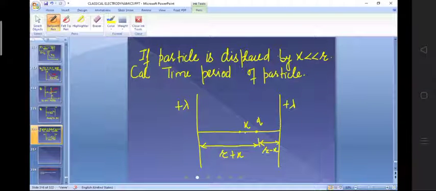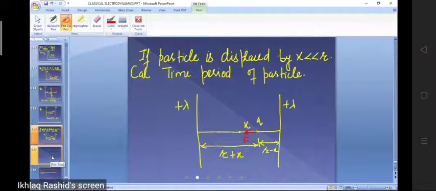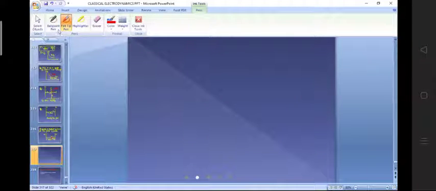And the net force will be in this direction, directed towards the equilibrium position. Let's calculate that net force first of all. Now the force on the charged particle will be equal to this.